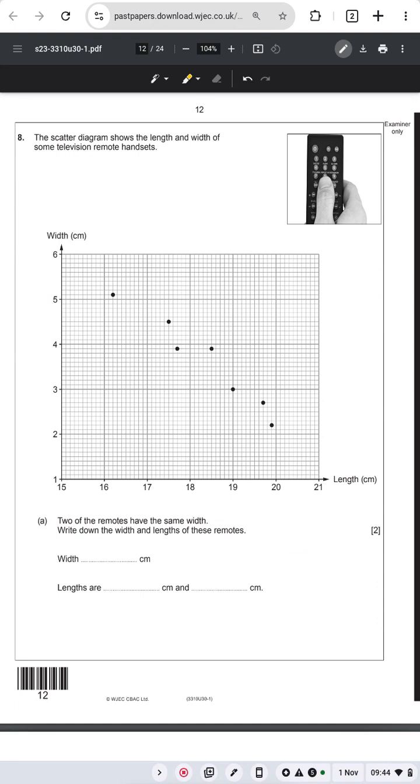The scatter diagram shows the length and width of some television remotes. 2 of the remotes have the same width. Write down the width of these 2 remotes. So we look at the width axis, which is Y, and we look for 2 dots which are level, which is at 3.9 centimetres. And their lengths are 17.7. So we're coming down here, and 18.5.